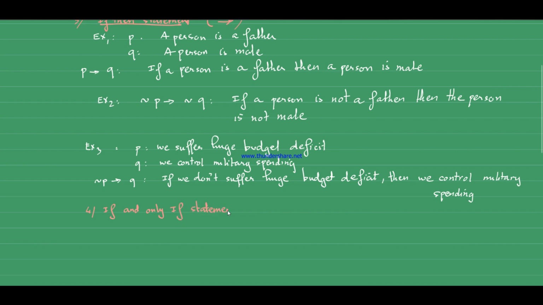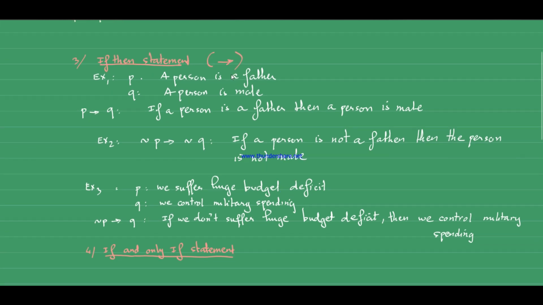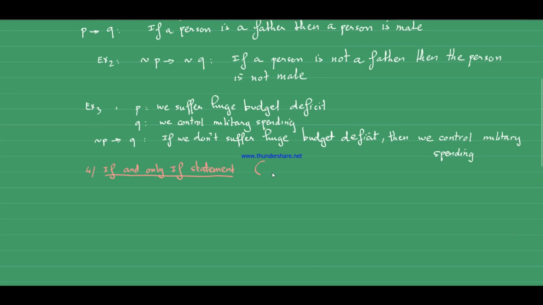The symbol for the if and only if statement is the arrow, but the arrow goes in both directions. Last time they had only one direction, but now they go both directions. Okay. Now let me give you an example. Example number 1.